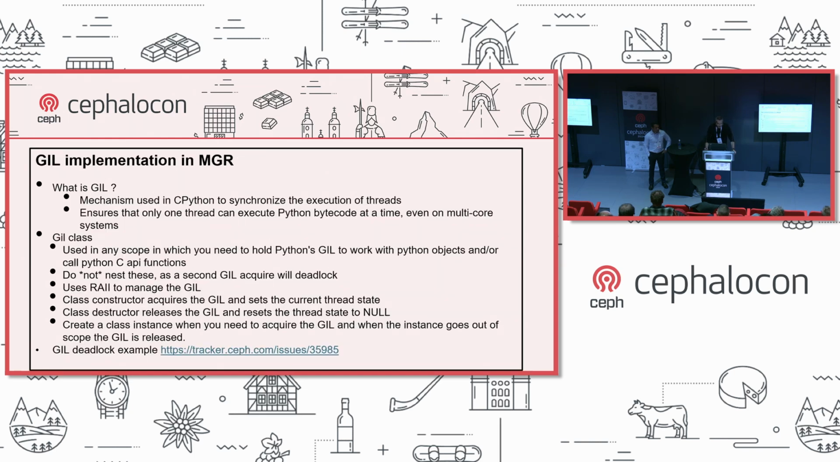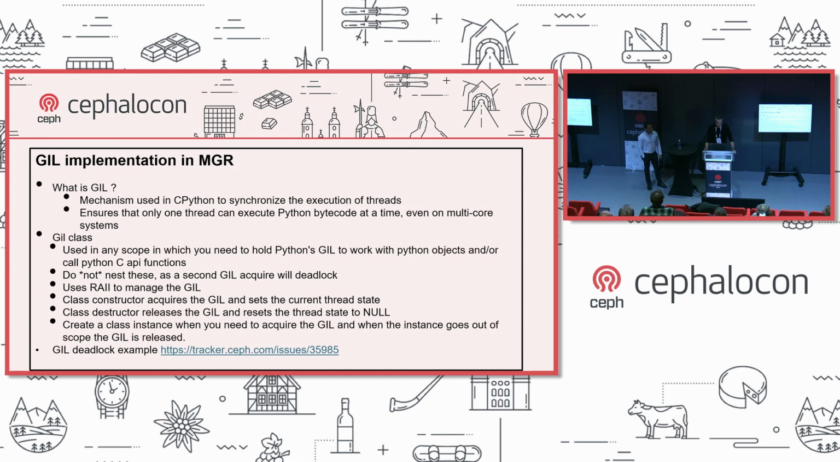The GIL. In Ceph, we have a GIL class that's large G, lowercase i, lowercase l. It's used in any scope in which you need to hold Python's global interpreter lock to work with Python objects and/or call Python C API functions. These should not be nested, as a second GIL acquire will deadlock.